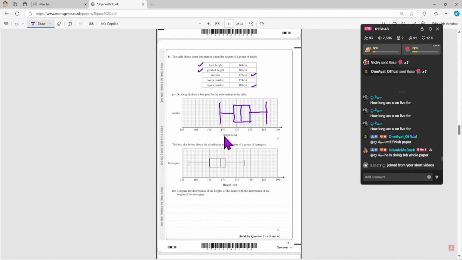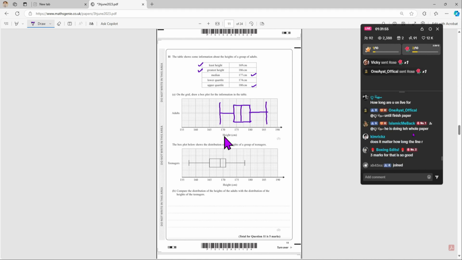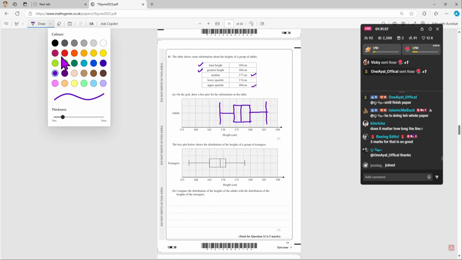Now, as you can see, my lines are a bit wonky, but you should know that you should use a pencil and a ruler, because if you make a mistake, then yeah, always use a pencil and a ruler.